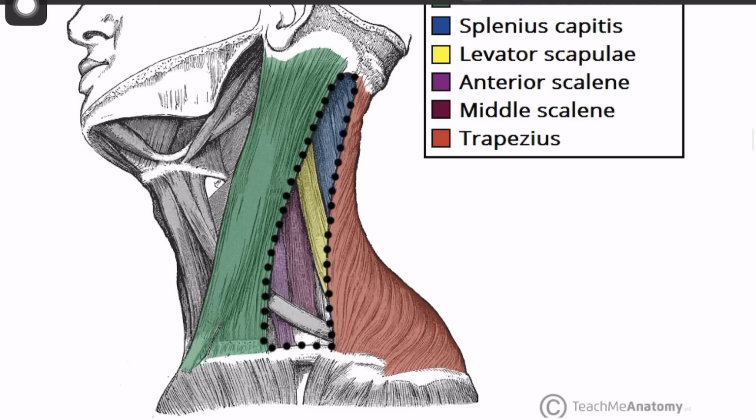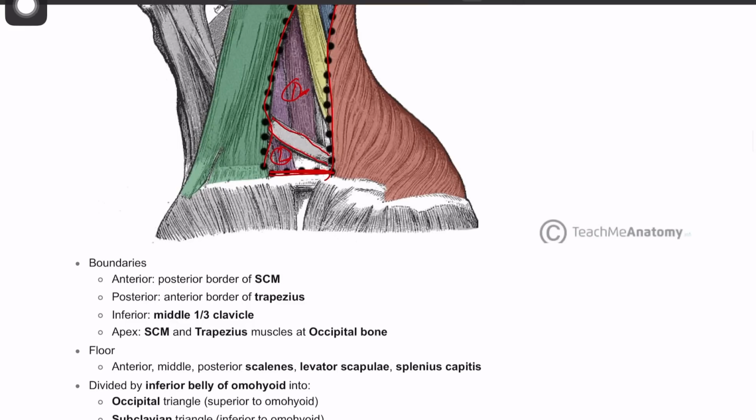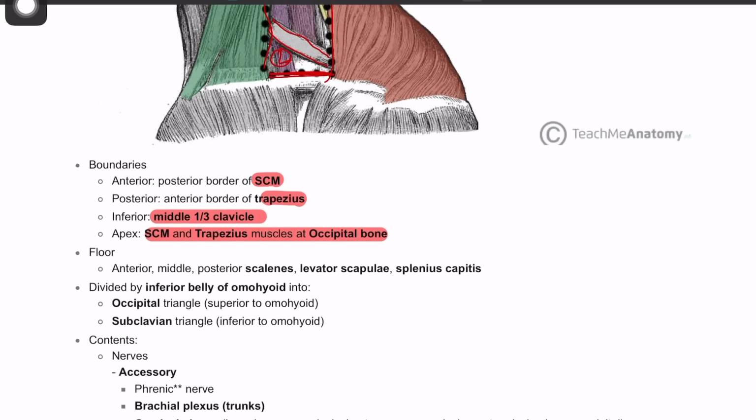Finally, the posterior triangle. This is a very nice diagram as well from Teach Me Anatomy. So you have here the boundaries: the posterior border of the sternocleidomastoid, the middle third of the clavicle, and the anterior border of the trapezius muscle posteriorly. It contains the inferior belly of omohyoid muscle, dividing it into two further triangles. So that's one, and that is two. So I mentioned the boundaries: sternocleidomastoid, trapezius muscle, middle third of the clavicle, and the apex is the meeting of the sternocleidomastoid and trapezius muscle.